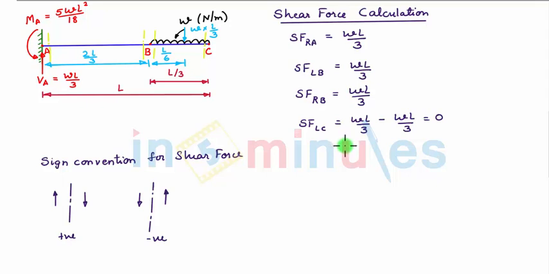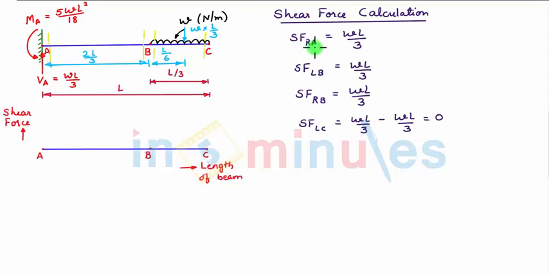Let us plot the shear force variation diagram. So we see shear force towards right of A is WL by 3. So let us plot a positive shear force of WL by 3 at point A by taking proper scale, and let us connect it with the zero line of a shear force diagram. Now shear force towards left of B is WL by 3, as well as shear force towards right of B is WL by 3. So let us plot a shear force of plus WL by 3 at point B.